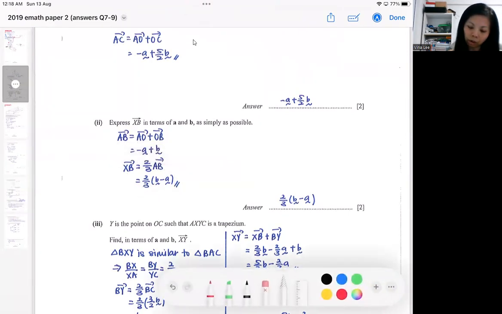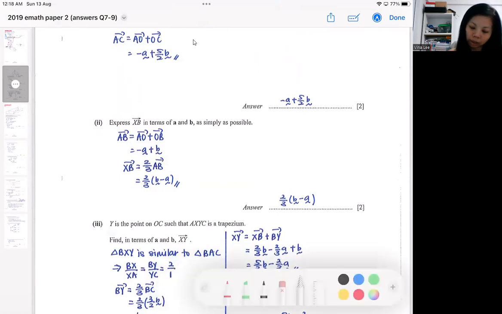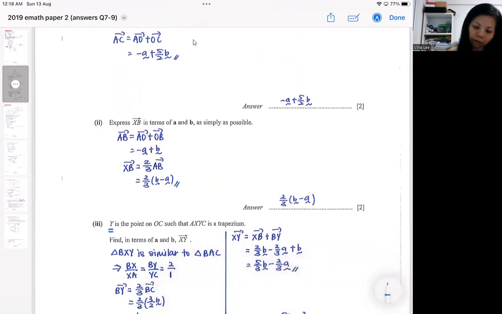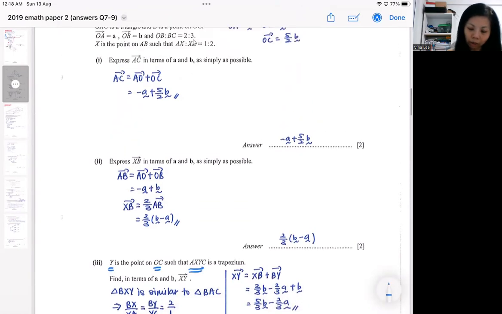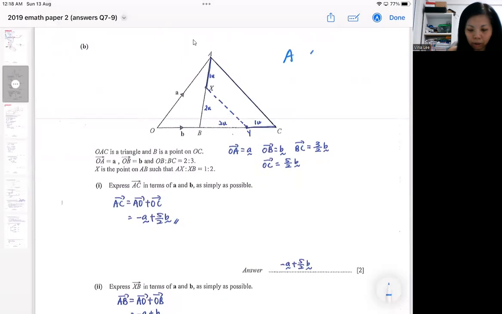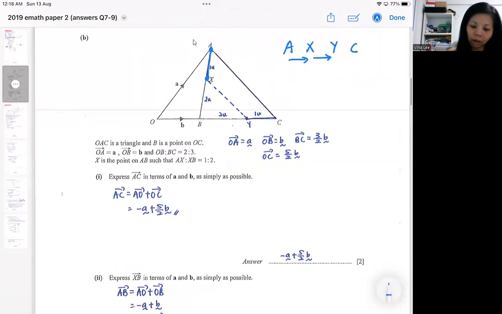Y is a point on OC. So it must be on OC so that AXYC... So the meaning of AXYC means you will join A to X. You will join X to Y. And Y must be on OC. So it should be parallel. So this is where I get the trapezium.